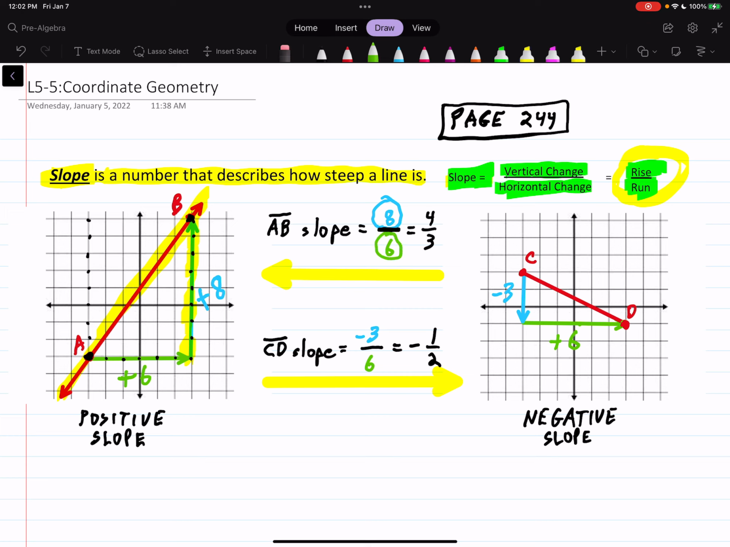And then if I have 8 over 6 as a fraction, I can reduce it to 4 over 3. And that basically means for every 4 units that you rise, you must run 3 units.